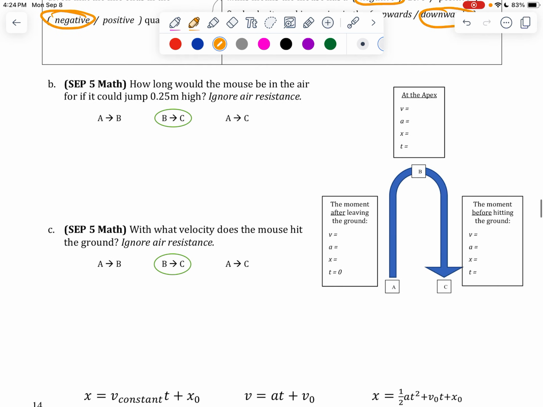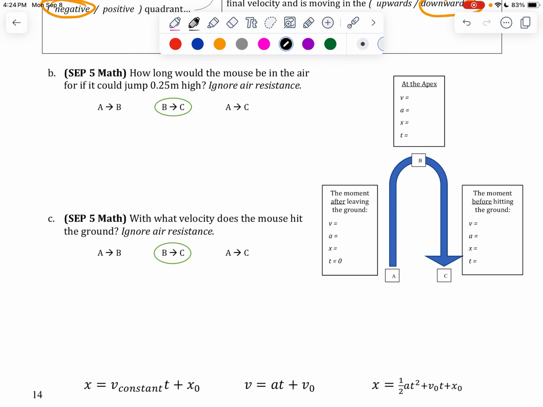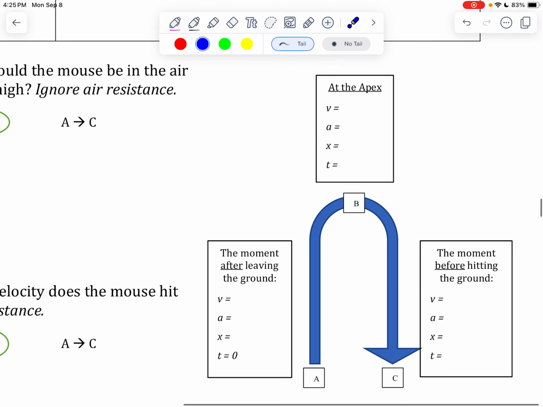Now let's do the math. This is a bit trickier. How long would the mouse be in the air for if it could jump 0.025 meters high? Ignore air resistance. Okay, we're going to get to what this means in a second. I want to look over here first. This is the key to solving all of these problems. And so you want to fill out everything you know.